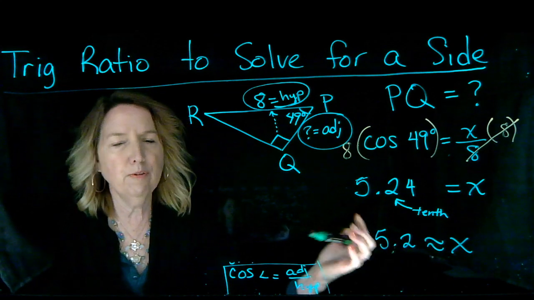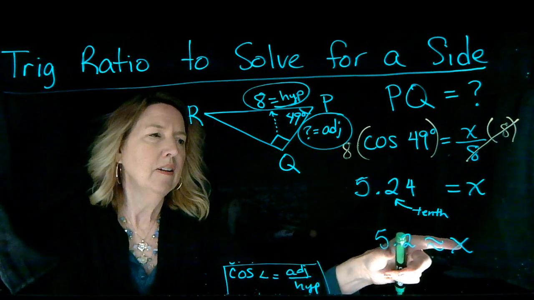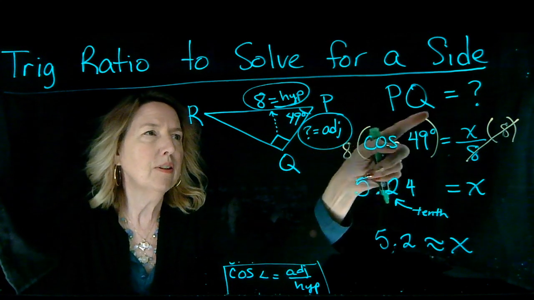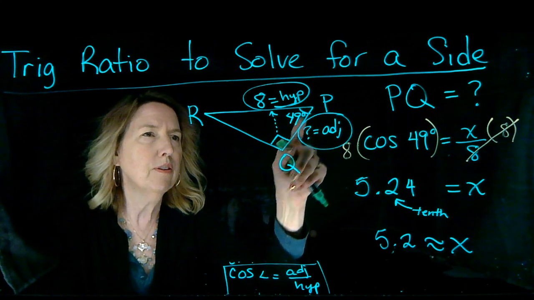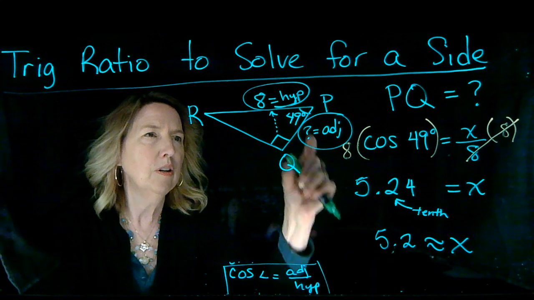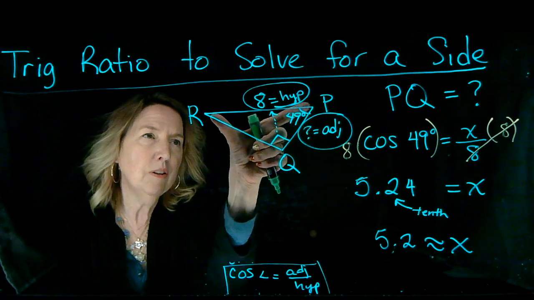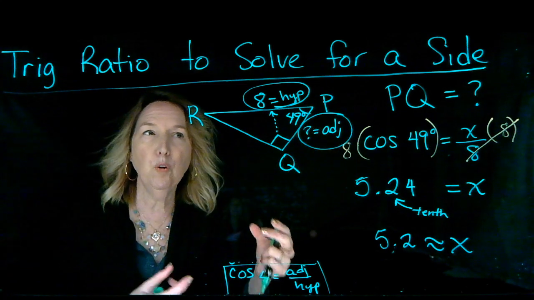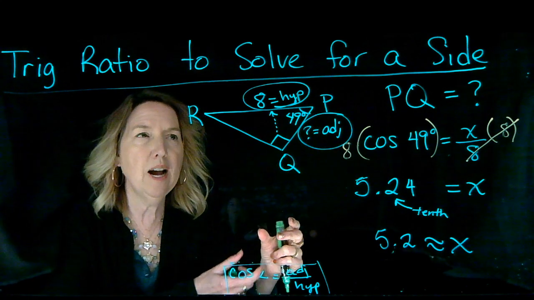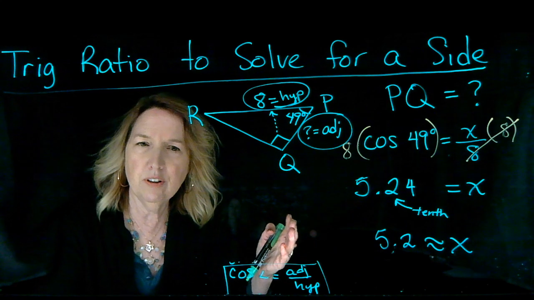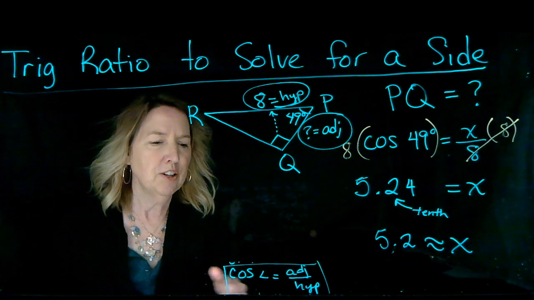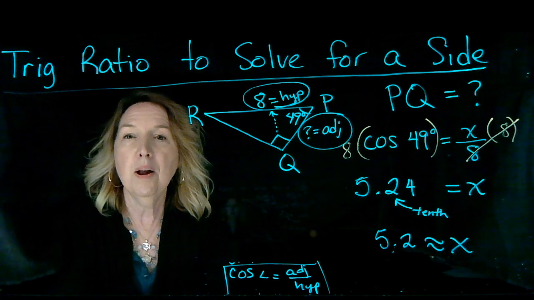Let's look at the picture before I turn that in. Think about what they were asking. They were asking for the length of P to Q, and we just found it to be 5.2. Well, if this is 8 units, I could see how this could be 5.2. Now, that's not a foolproof check, but it does let you know you're in the right area. You probably got it right. It's just a quick way to see if your answer makes sense.